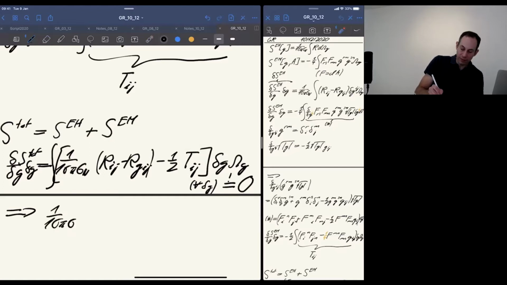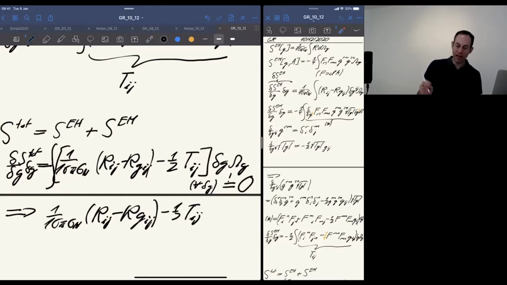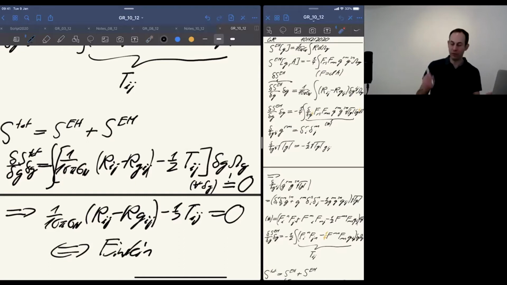as a result, that this term is 0. And I'll just write this down so that it's really clear what I'm doing here. Minus 1/2 T_ij has to be 0. And that's, of course, equivalent to the Einstein field equations. I just need to multiply on both sides. First I put the T on the other side of the equality and multiply everything with 16 pi G_N, and then I get the Einstein field equations for matter now.